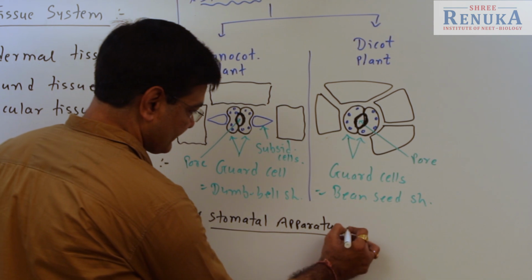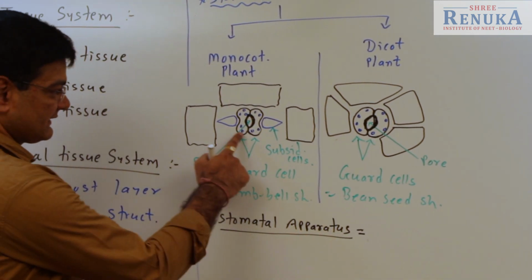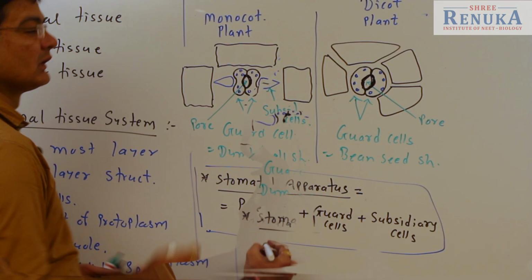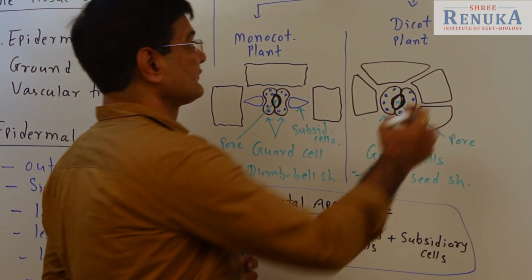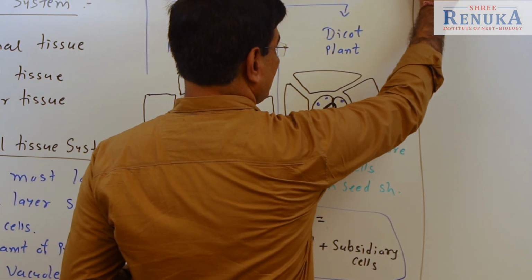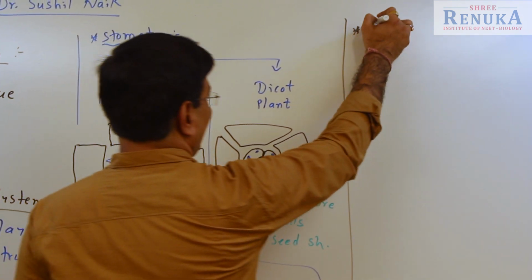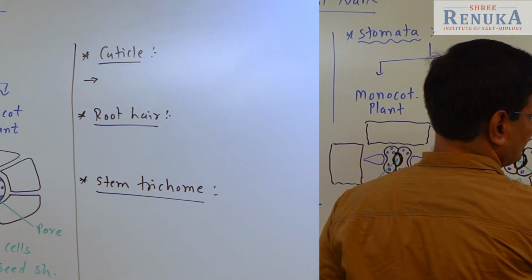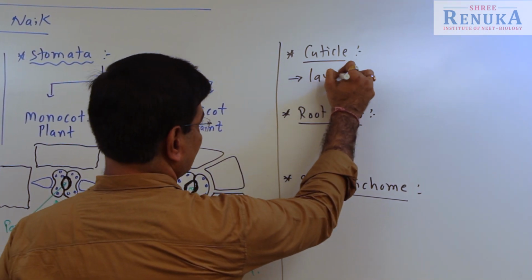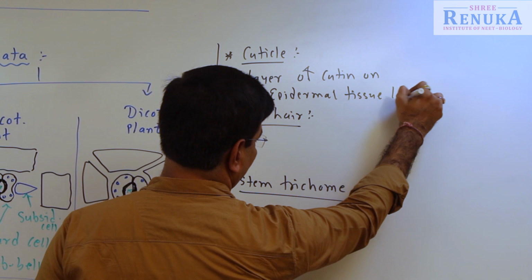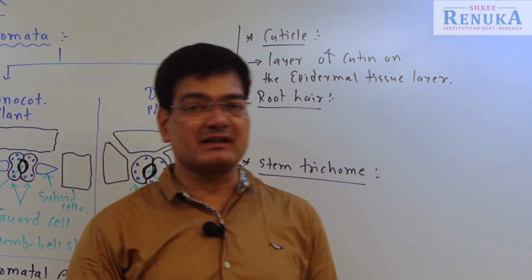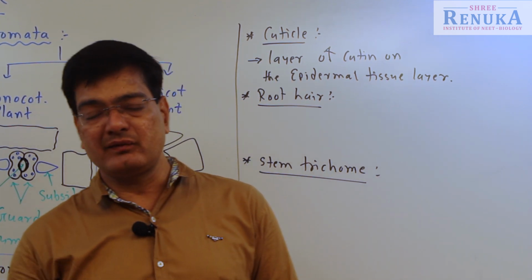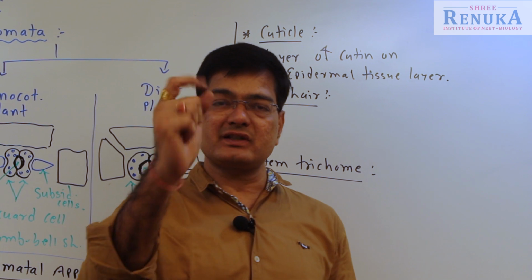Stomatal apparatus is formed of guard cells, the pore of stomata, and the subsidiary cells surrounding it. Now, another thing, some structures associated with the epidermis are cuticle, root hair, and stem trichome. Cuticle is a layer of cutin on the epidermal tissue layer. Cutin is an organic compound, a lipid, which is impermeable to water. So, on the surface of leaf, a layer of cutin, the cuticle, is always present.